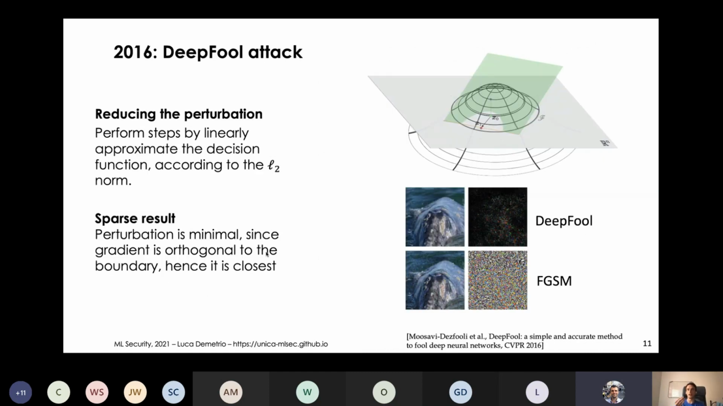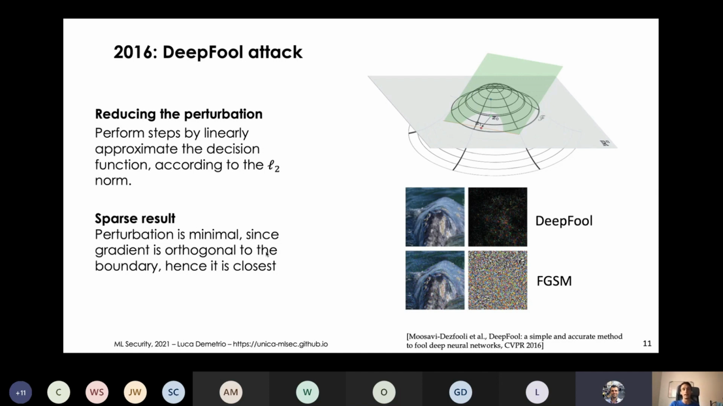Even if this was proposed a bit earlier than PGD or BIM, we have to think that in 2016 there was FGSM that was everywhere on the internet, with pictures of pandas that became gibbons, and people were a bit concerned about that. So in 2016 they released this DeepFool attack, and the idea is that we want to reduce the perturbation that we are applying.